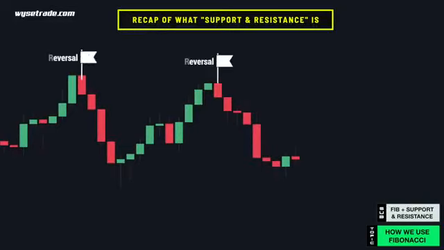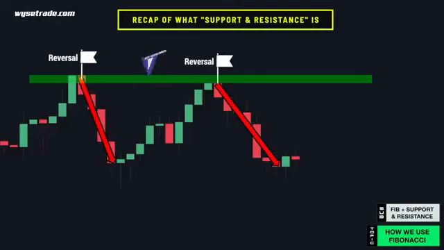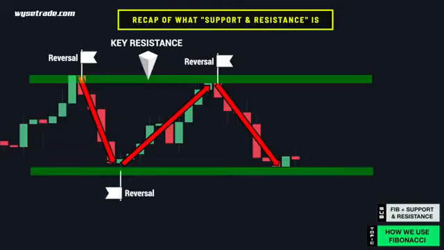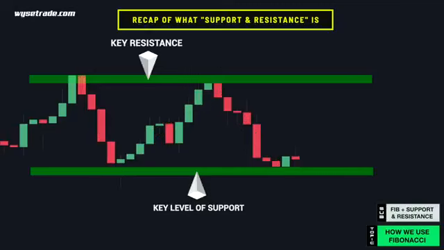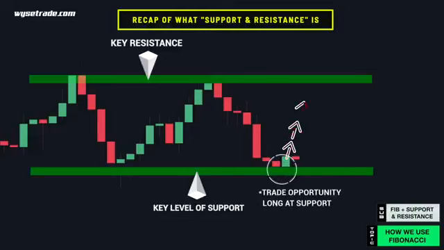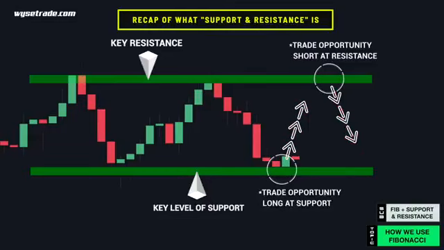Key levels of support and resistance are levels where price has reacted to, bounced from, or reversed from in the past. This matters because if price reacted to these levels in the past, there is a chance that price will react to them again in the future, meaning possible trade opportunities arise at these levels.